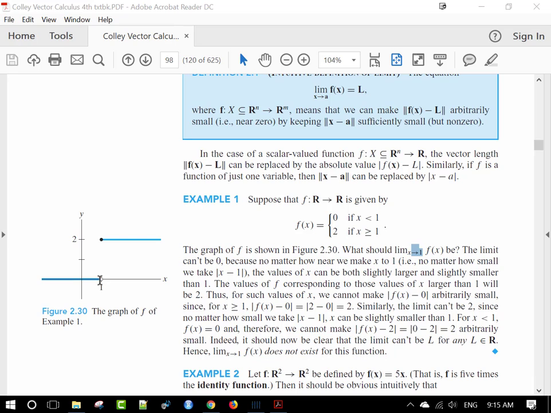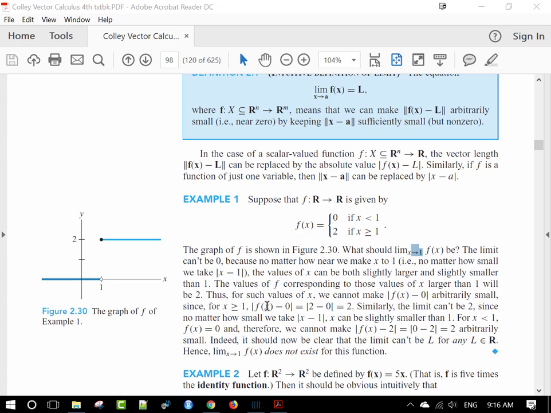As close as we get to 1, that is, when we make the absolute value of x minus 1 small, that means x is close to 1. But x close to 1 could be here or could be here. That's the point. Even though it's very close to 1, you can't say that the limit is 0, because when x is over here, the height is always going to be 2.